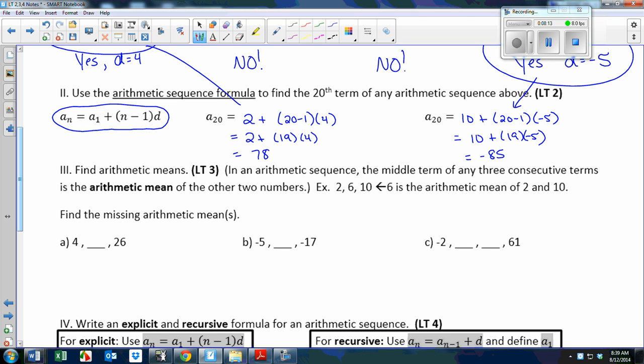All right. Another use of the formula is to find the missing terms of an arithmetic sequence, the missing middle terms. Remember, that's called arithmetic means. So the first example and the second example, it's missing one term in the middle. C is missing 2 terms in the middle.